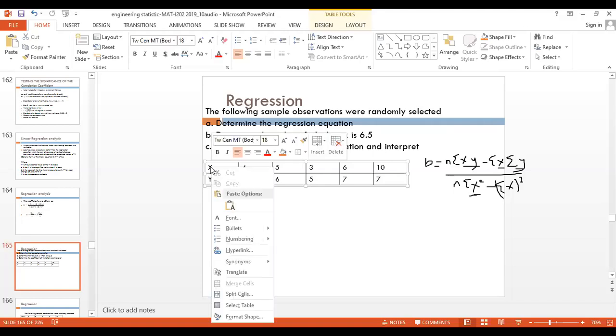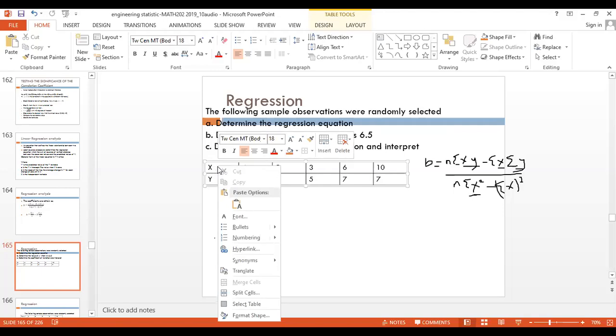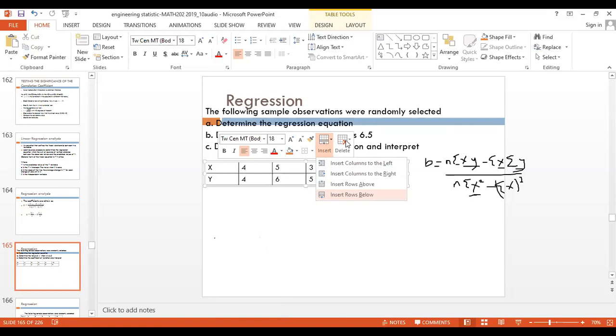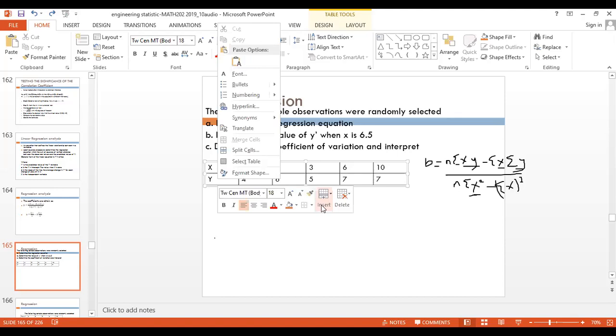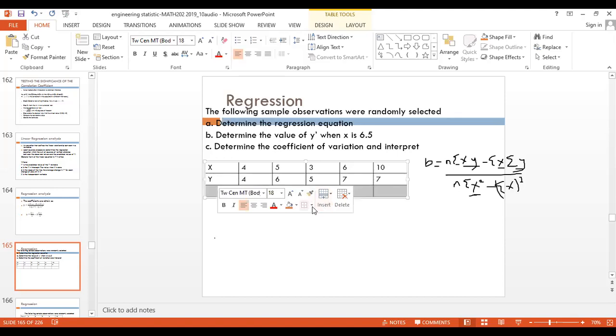Let's create some additional rows here. So we have x, and we're going to set it a bit down. Let me click over here. We set the row down. We'll need another row, which will be x squared. Okay, so first we're going to have, let's type this here.